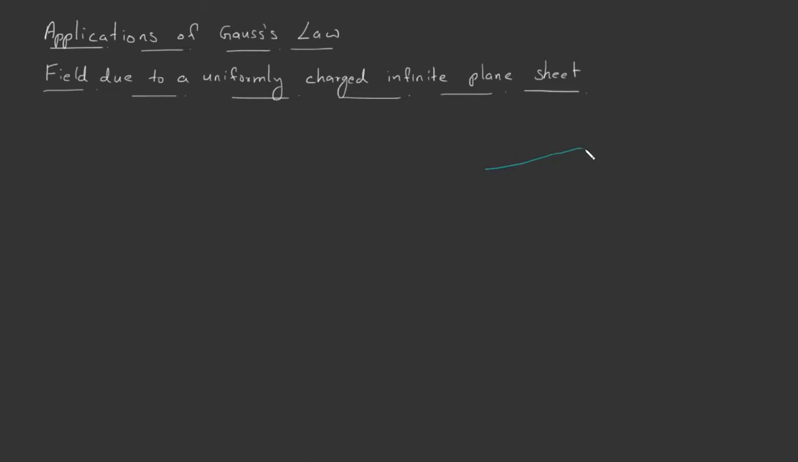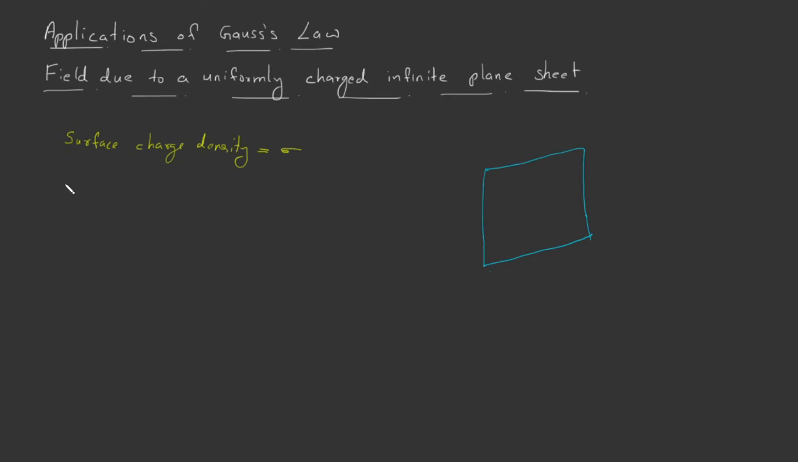For that, we are going to consider an infinite plane sheet of charge density sigma. So here we are considering a small part of it, and the surface charge density of this infinite plane sheet is sigma. We assume the charge is uniformly distributed, therefore sigma is uniform charge density.